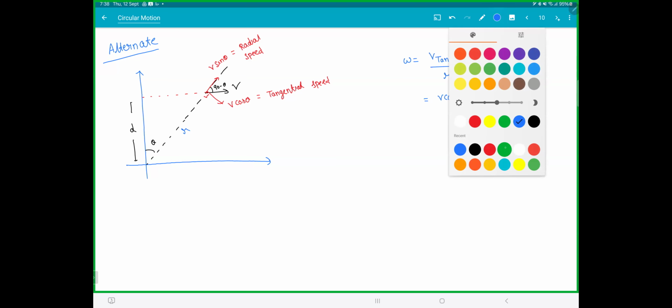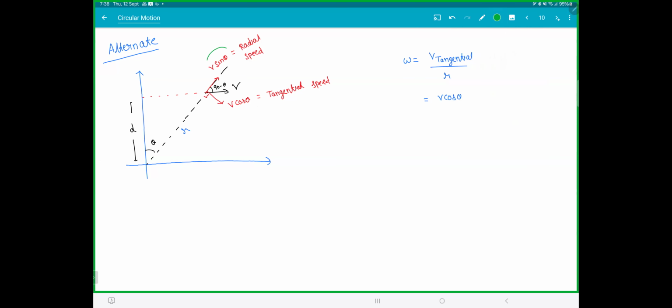Now, why are you saying that is v tangential? Think about it logically. V sine theta and v cos theta, who is responsible for changing the angle? If the particle goes this way, can angle theta change? So v sine theta is not responsible for changing the angle. V cos theta is responsible for changing the angle. And what is r? R is nothing but from here, cos theta is d by r. So r is d by cos theta.